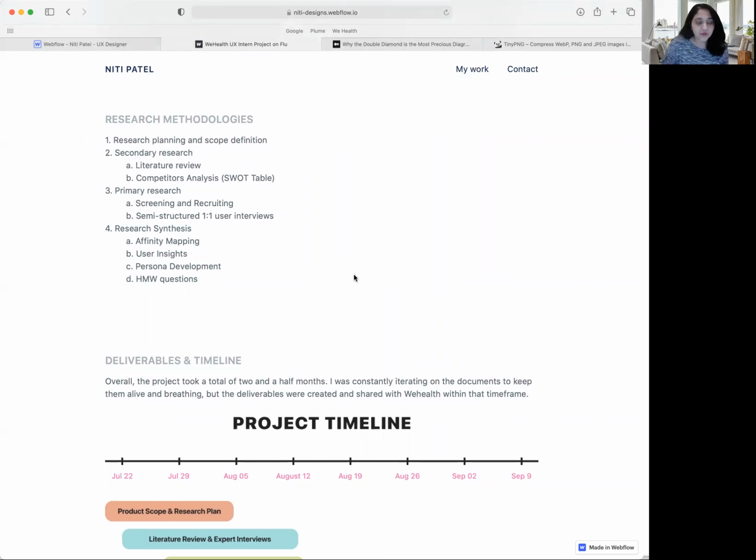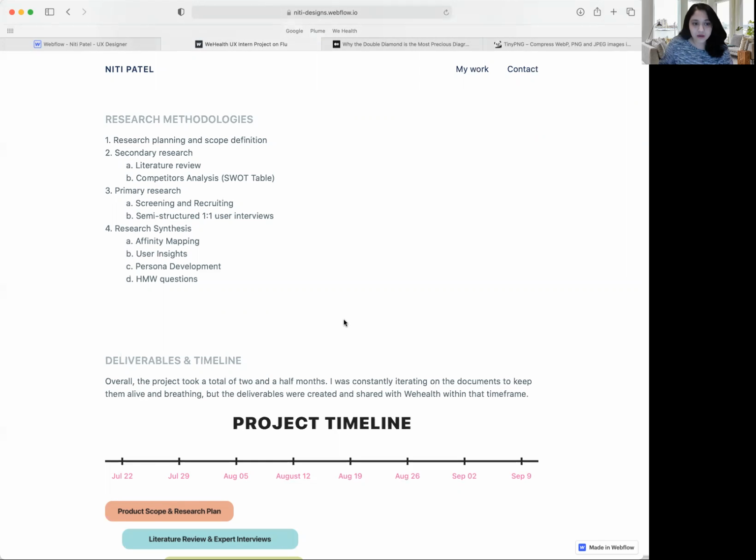Next is my research methods. I used 4 methods. First, I started with planning. Then I quickly jumped into secondary research, which means that I did a lot of desk research, read a lot of articles, met with science interns at WeHealth, and Matthew and other experts like Joanna and Dr. Lawton, Dr. Minaz, etc.